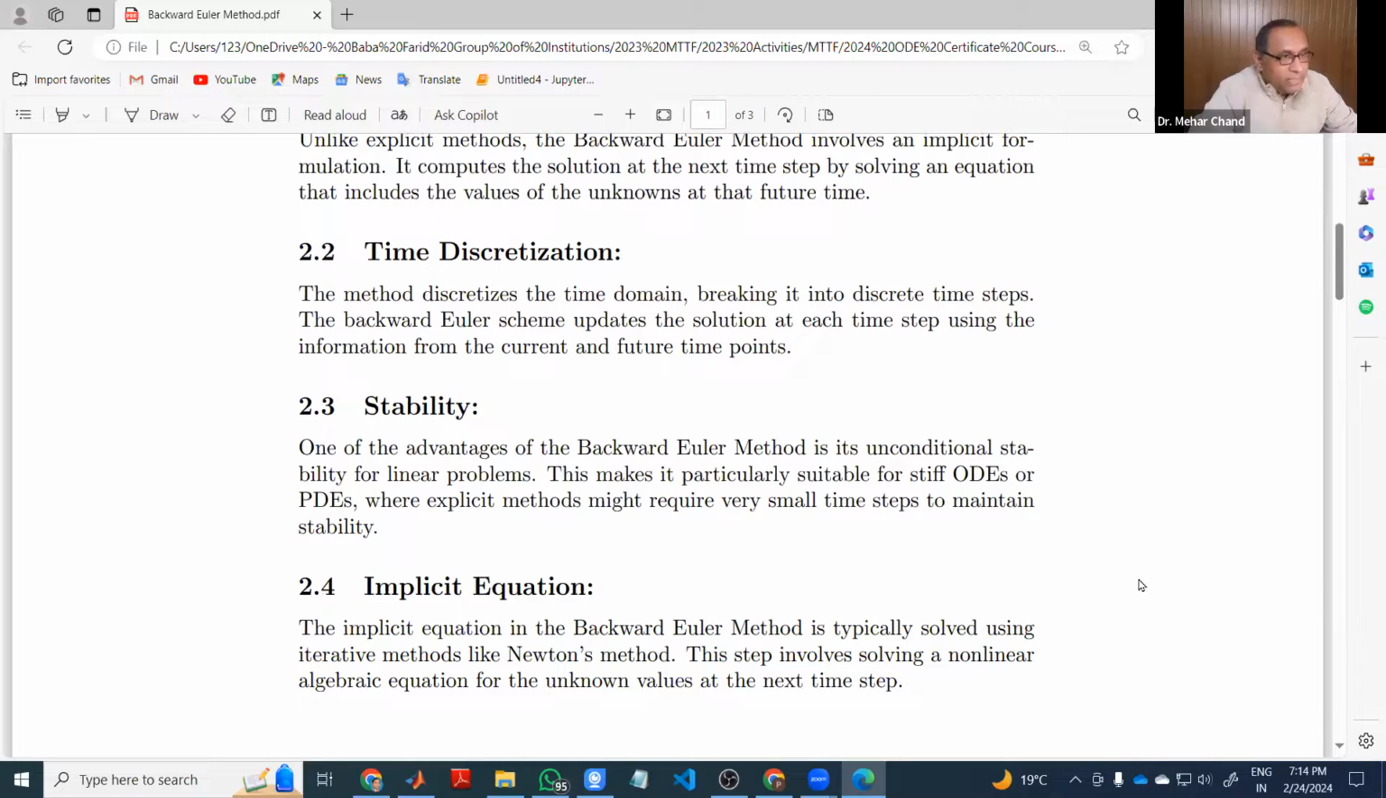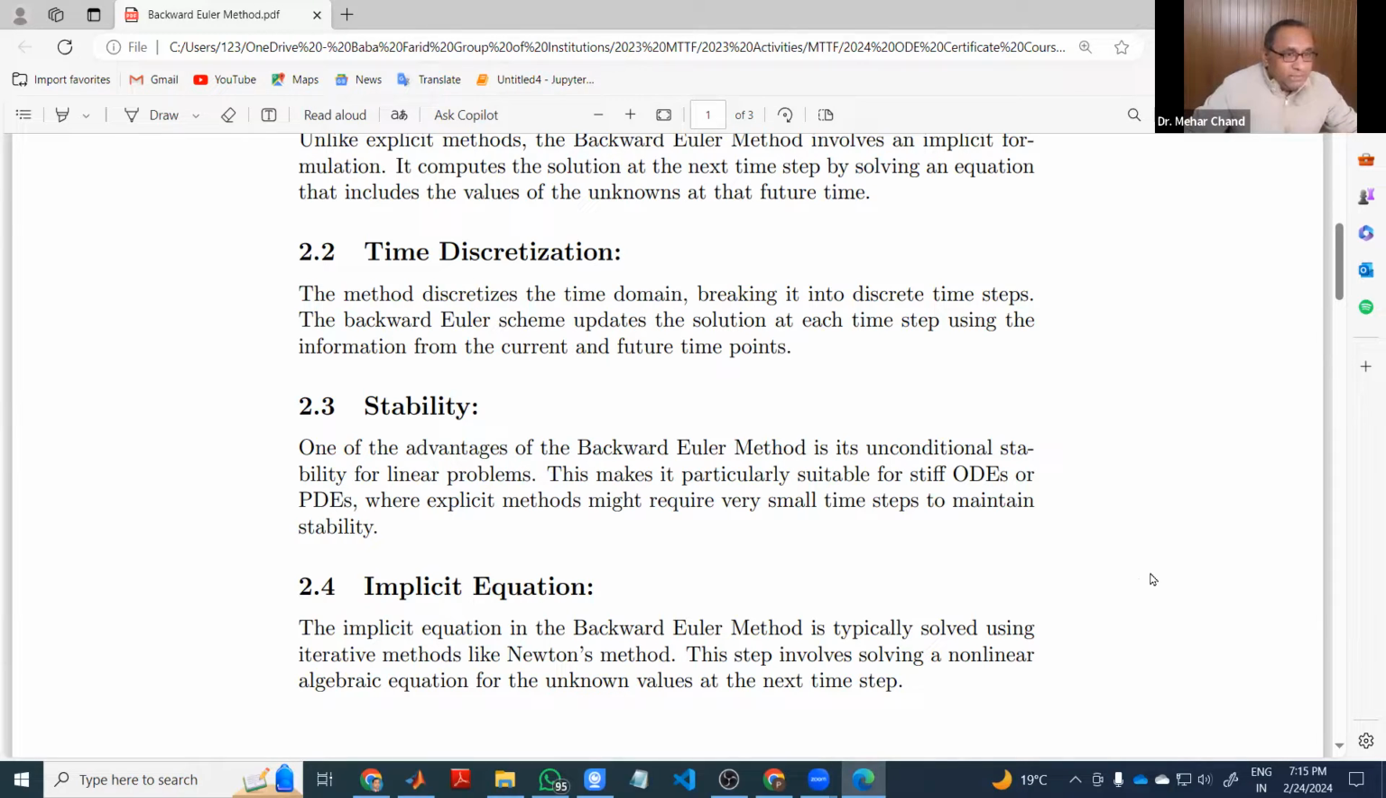And what about the stability of this method? One of the advantages of the backward Euler method is its unconditional stability for linear problems. This is very important. This makes it particularly suitable for stiff ODE or PDE, where explicit methods might require very small time steps to maintain stability. But in this case, this will be maintained automatically.